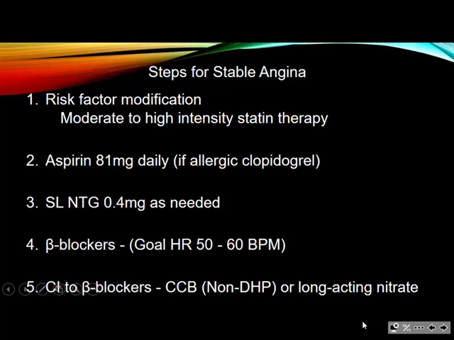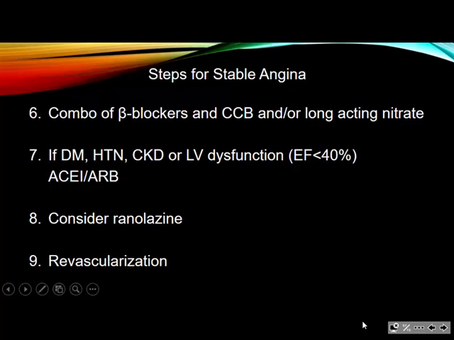And then if there's a contraindication to beta blockers, then we'll use our non-dihydropyridine calcium channel blockers or a long-acting nitrate. Like, what would those be? Yep, isosorbide mononitrate is usually what we'll use. Sometimes we may use dinitrate, but that has to be dosed more frequently. If they don't respond to all that, we'll use a combination of beta blockers, calcium channel blockers, and a long-acting nitrate.